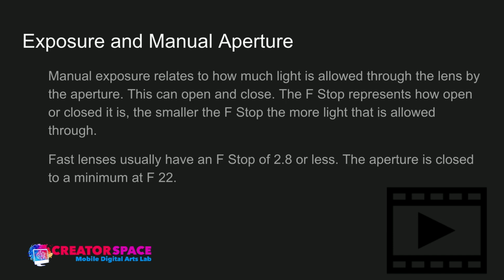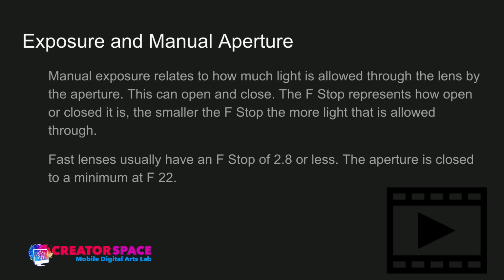Okay, exposure and manual aperture. Manual exposure relates to how much light is allowed through the lens by the aperture. This opens and closes. The f-stop represents how open or closed it is. The smaller the f-stop number, the more light is allowed through. For example, an f-stop of 2.8 or 1.5 is totally open. Then the aperture is closed at its minimum light allowance, which is 22, an f22.